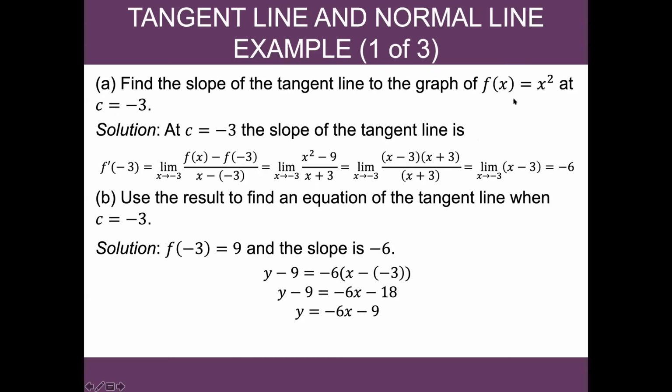And -3 is over on the left-hand side, so the line is going to be going downhill. It's going to have negative slope. Like they get here, the slope is -6. But take a look here.